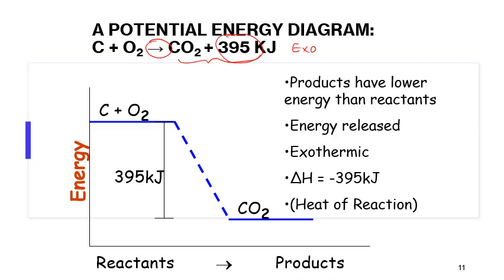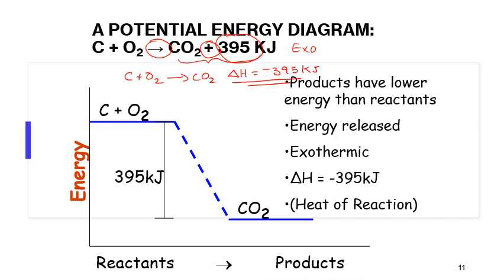Another way of writing that is, instead of writing it as a product, we can just write C plus O2 gives CO2, and we will write delta H separately. Since it is exothermic, releasing heat energy, we will have a negative value of delta H, and we will write negative 395 kilojoules. Instead of writing it as a plus product, we will just write delta H equals. So these are the two ways we can represent an exothermic reaction.